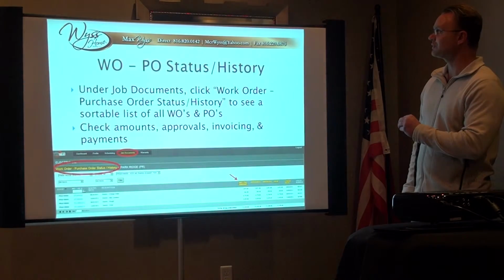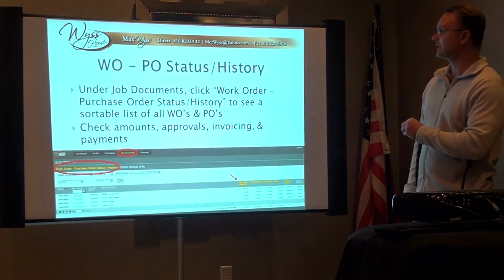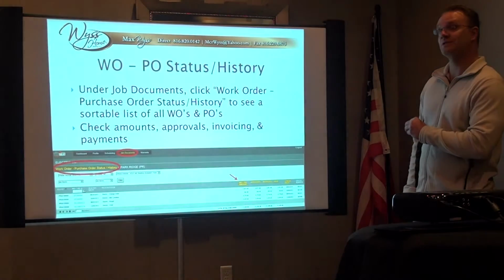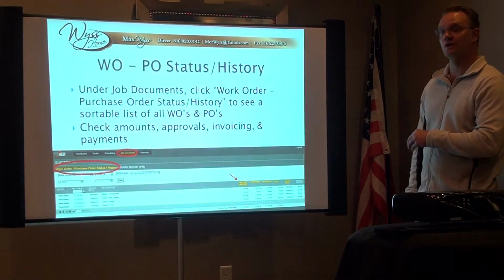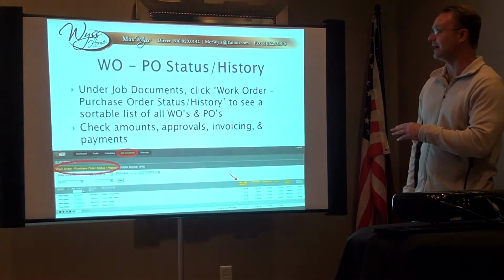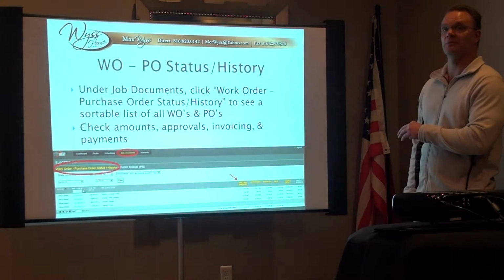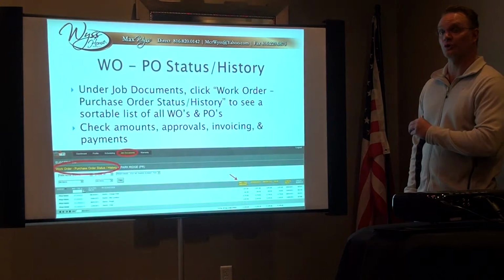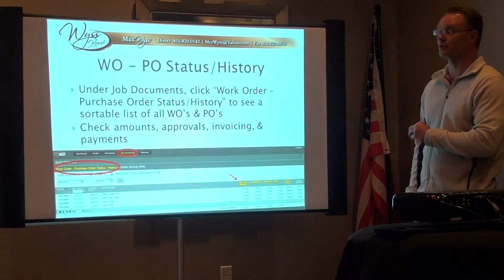Work order and purchase order status history. Once again, under job documents, you would click under work order, purchase order status history to see a list of all the work orders and purchase orders in that particular job. You can check the amounts, the approvals, and the invoicing payments for each individual work order and or purchase order to know the status of each work order and purchase order.